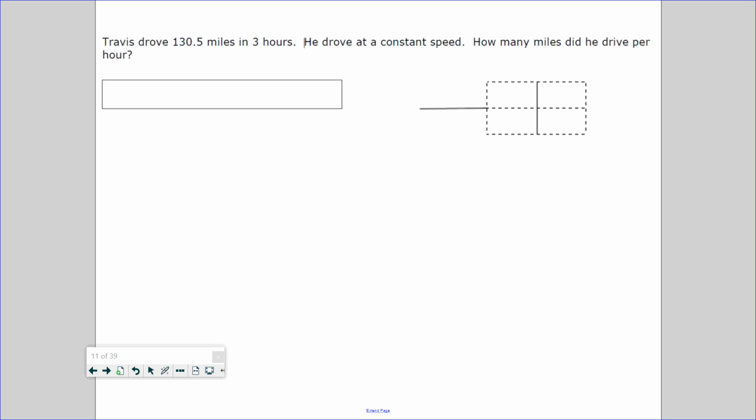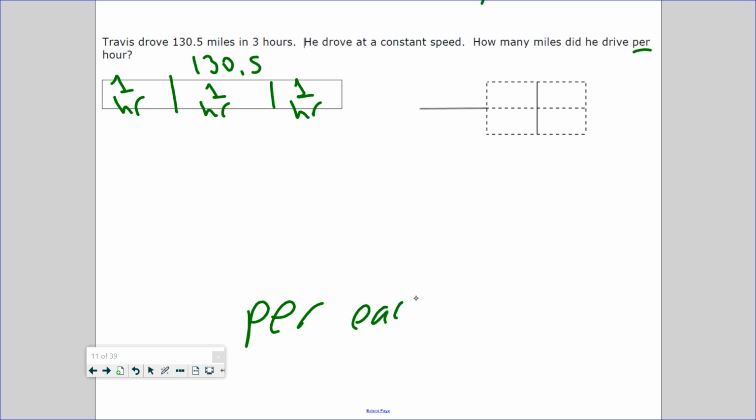Next one. You may want to pause it and see if you can do it without help, and then come back and check your work. All right, welcome back. Travelers drove 130.5 miles in 3 hours. Let's break this down into hours. Each one represents an hour. He drove at a constant speed. How many miles did he drive per hour? Per hour again. Per. Each hour, every hour, 1 hour, or an hour.